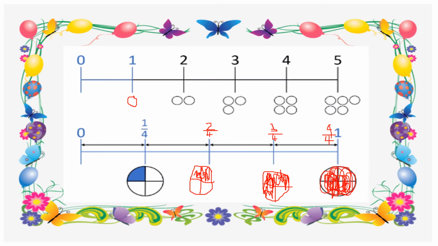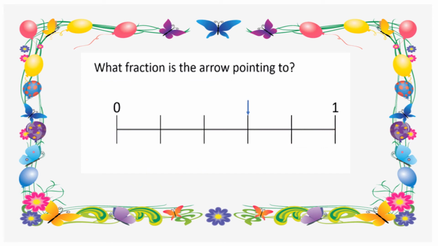Okay, let's move on. Now, what fraction is the arrow pointing to? I'm going to give you a clue before you have a go. Remember, first you need to find the denominator. And how do we find the denominator? You need to find the total number of parts the number line has been divided into. So pause the video and have a go.